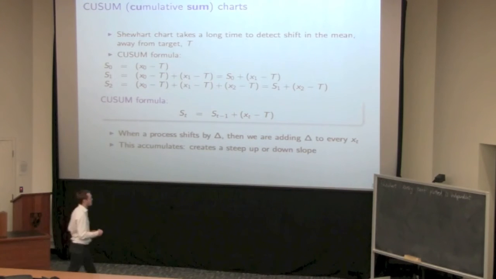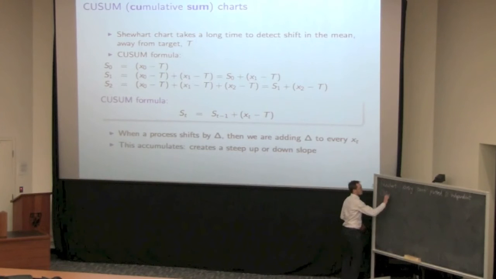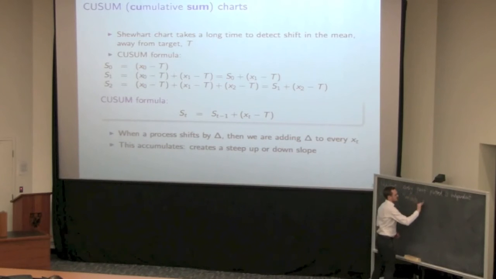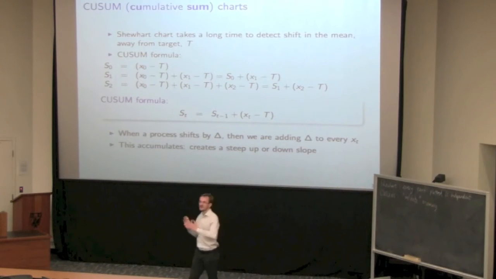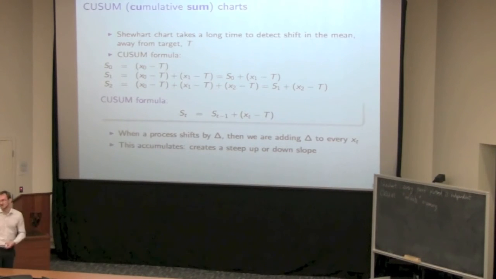So, in fact, the cumulative sum chart is totally the opposite of a Shewhart chart. It has what we say is infinite memory. So every data point is dependent on all the data that comes prior to it. Its memory extends right back to the very beginning, S0.